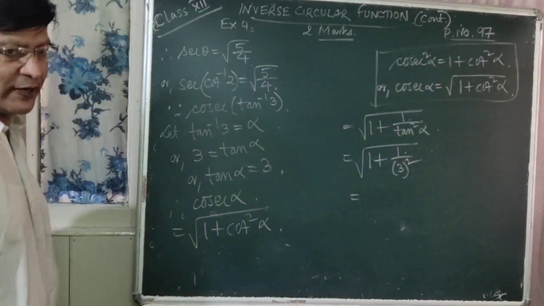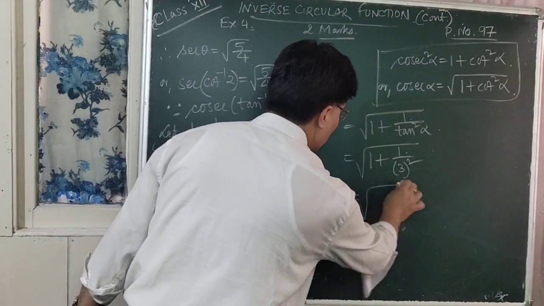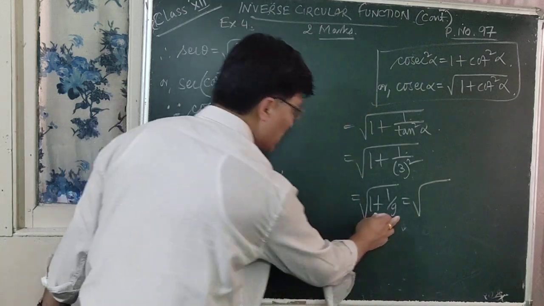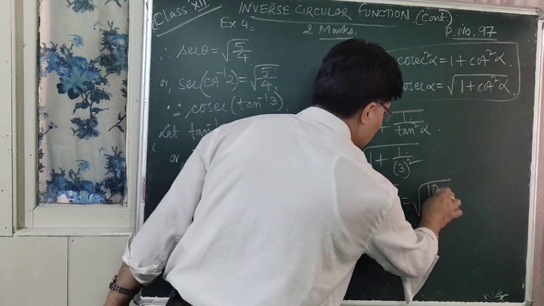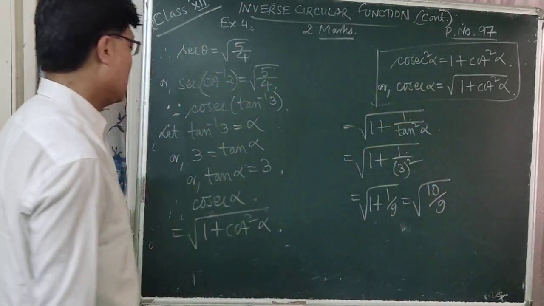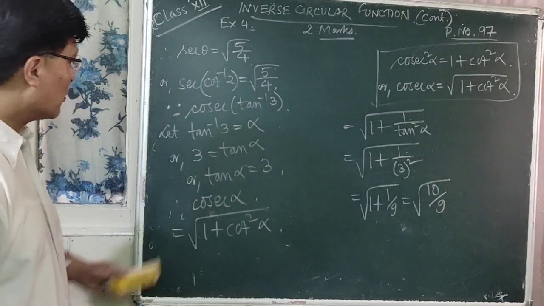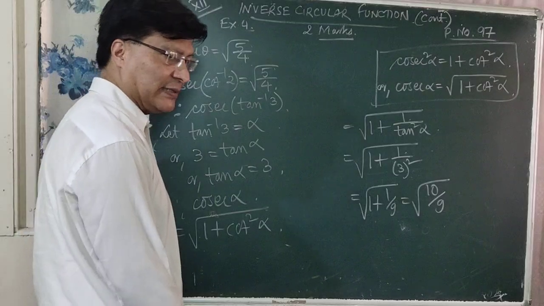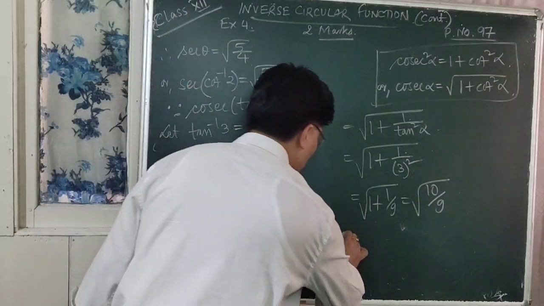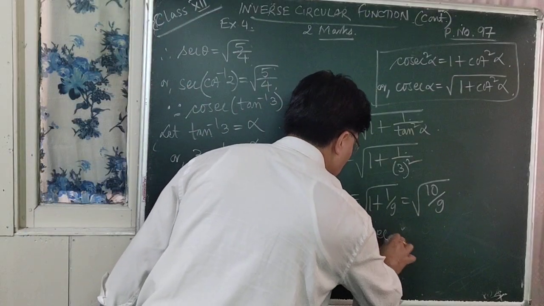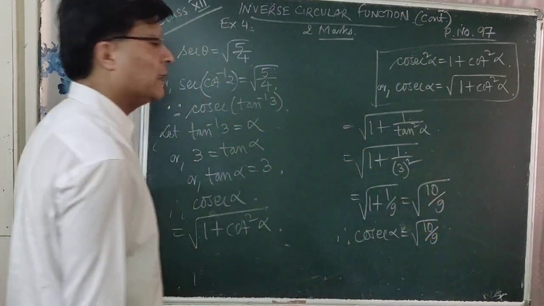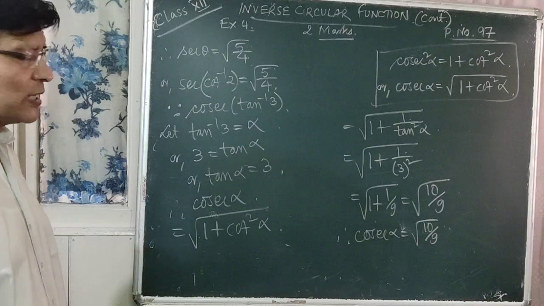Let us simplify it. So it is root over 1 plus 1 by 9, is equal to root over (9 plus 1) by 9. That is 10 by 9. So what is the value for cosec alpha? It is square root of 10 by 9. So therefore, let us write down here cosec alpha is equal to root over 10 by 9. That is square root. Within square root there is 10 by 9.